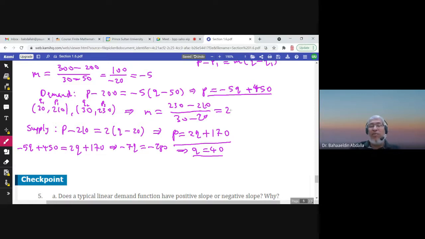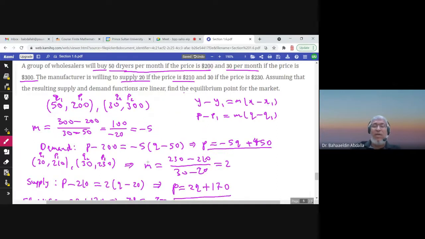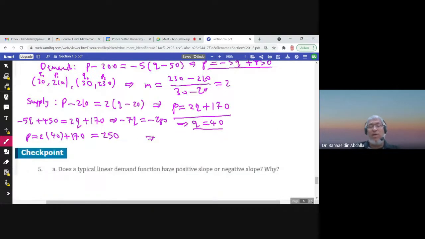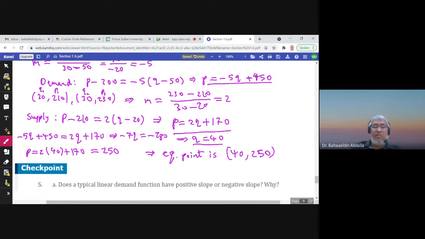And to find the equilibrium price, I can use the supply, replace Q by 40. So 80 plus 170, that's 250. So that's the equilibrium price. He is asking for the equilibrium point. So the equilibrium point would be the equilibrium quantity and equilibrium price. This is the point of intersection between the supply and demand functions.